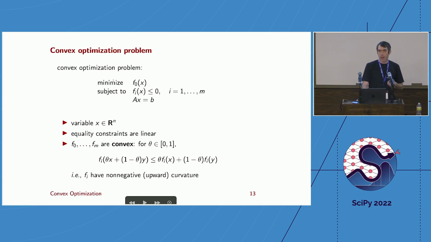Here's the standard form for a convex optimization problem. Harking back to the general form that I showed you before, we have this variable x, we have this objective f naught of x, and we have inequality constraints, and then we have equality constraints. But notice the equality constraints are linear. That's a requirement for convexity. You can't have nonlinear equality constraints. Another requirement is that all these different functions have to be convex. This is a formal definition, but basically it means they're bowl-shaped, with upward-sloping curvature. That's a simple way to think about it. There's a lot you could say about this, but you don't need to worry about it too much.